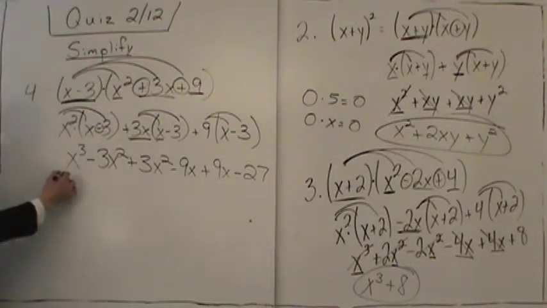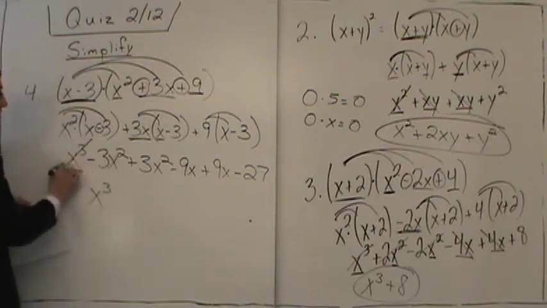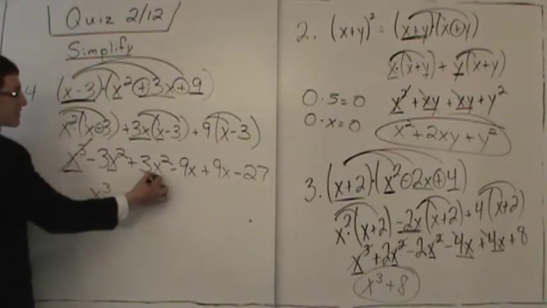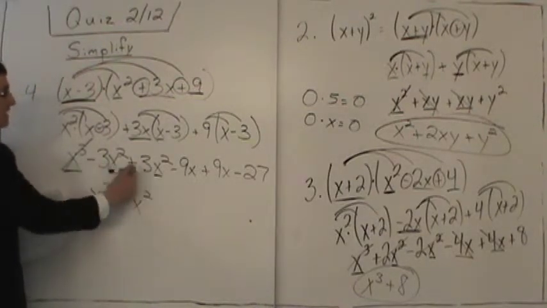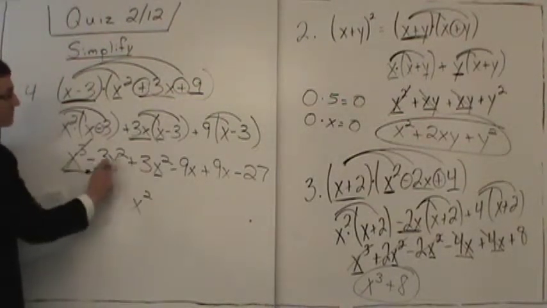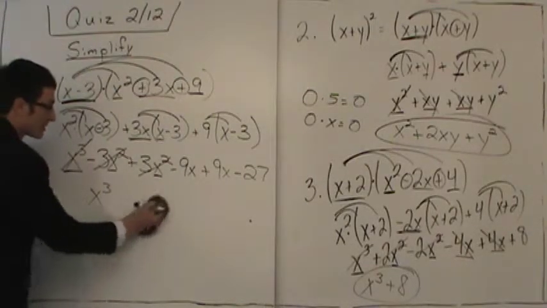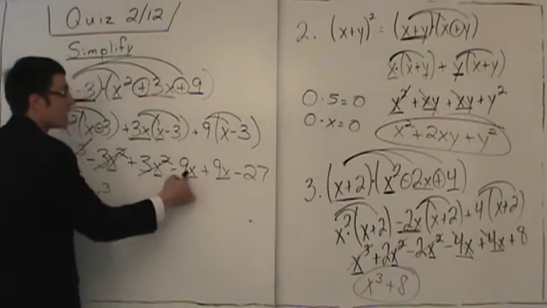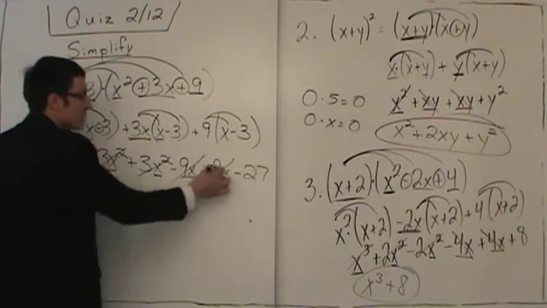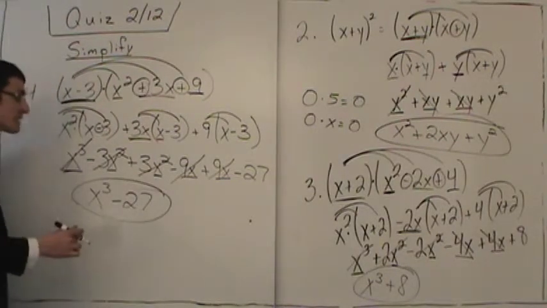Now we are adding. So does anything match x cubed? Hopefully you say no. So we write our x cubed term. Does anything match our x squared term? Yes. So we write x squared. What matches doesn't change. What is negative 3 plus 3? Well, negative 3 plus 3 is 0. So these cancel out. We have no x squared term because we get a 0. Negative 9x plus 9x. Again, negative 9 plus 9 is 0. So these cancel out. We get what? Minus 27. So x cubed minus 27 is the result.